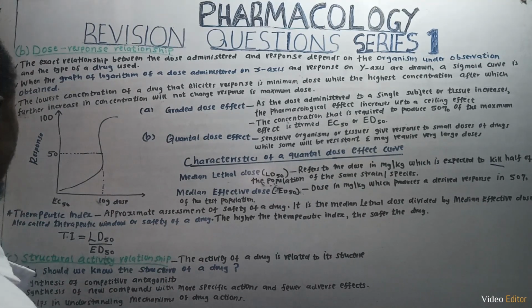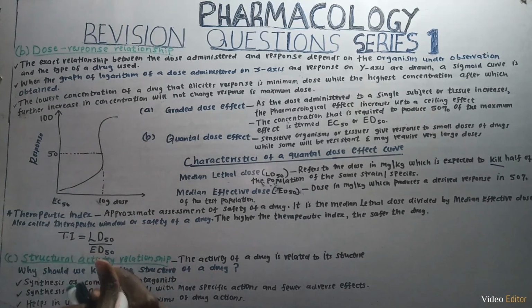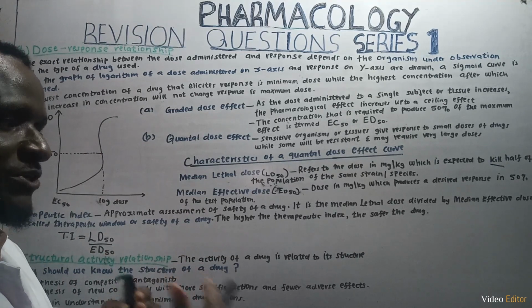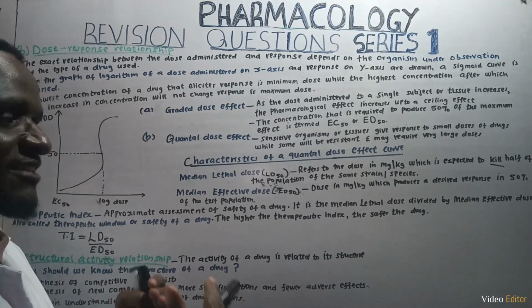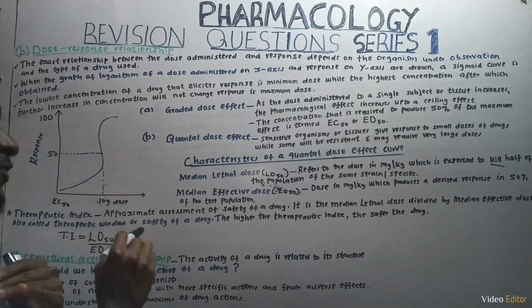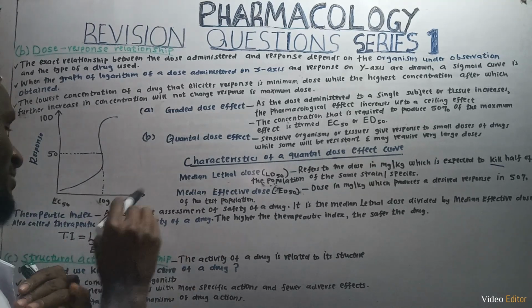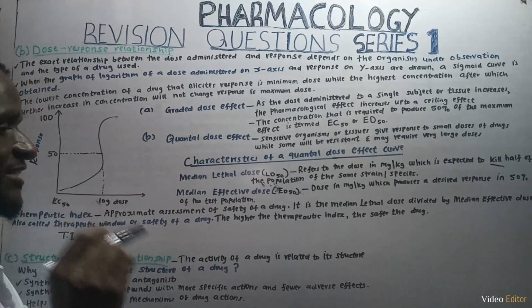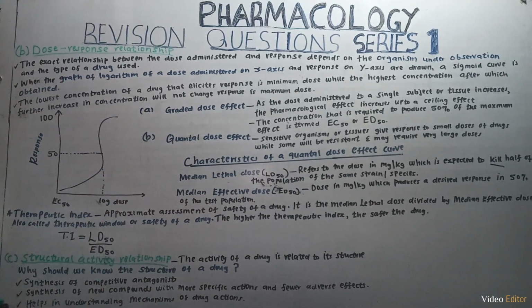We have also discussed therapeutic index. Therapeutic index refers to the approximate assessment of the safety of a drug. It is the median lethal dose divided by median effective dose. It is also known as therapeutic window or safety of a drug. So the higher the therapeutic index, the safer the drug. A drug such as penicillin has a very high therapeutic index.